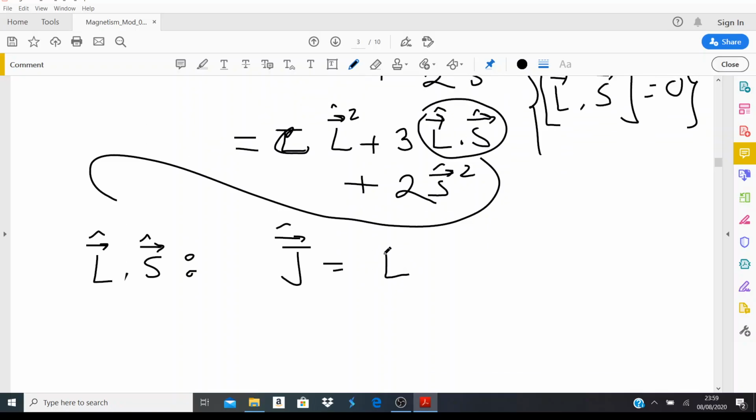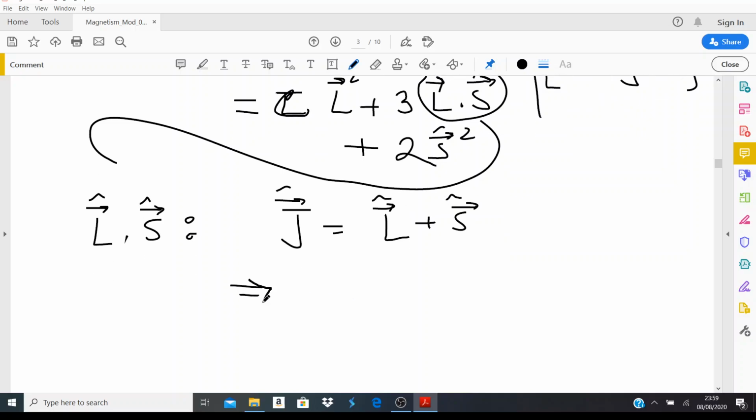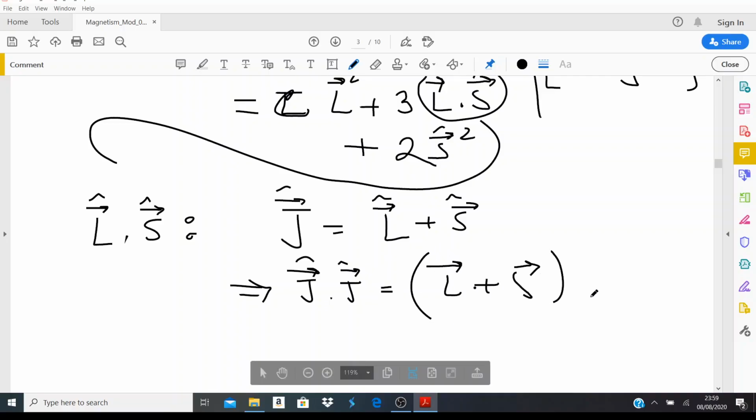So J is equal to L plus S. That's our formula for total angular momentum. And from that, we want to perform an inner product, J dot J, which is nothing but L plus S dotted with L plus S, right?